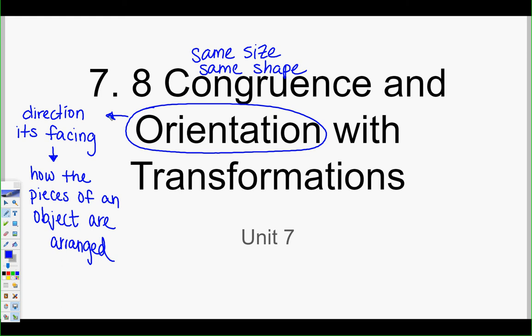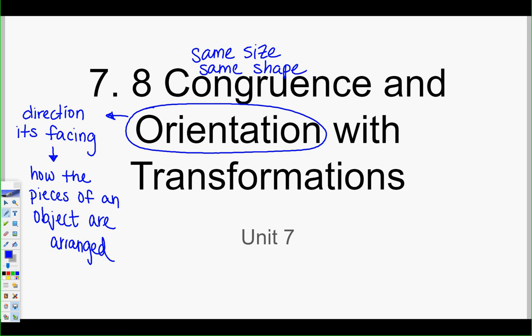So again, congruence means same size, same shape. And orientation is direction something's facing or how the pieces are arranged. So if you change how the pieces are arranged, your orientation has changed. And we'll talk about the different transformations and what those look like as well. I would say orientation is a hard word to understand a little bit, but we're going to go over them with each of the different transformations.